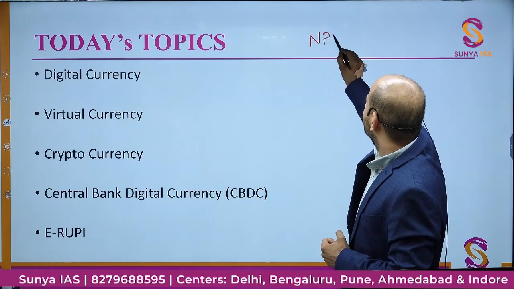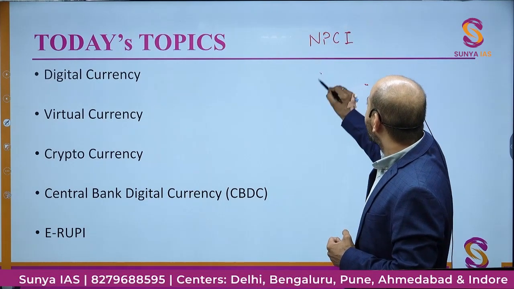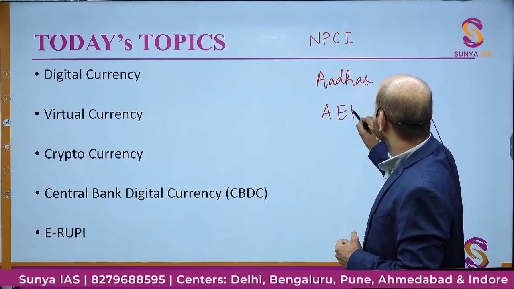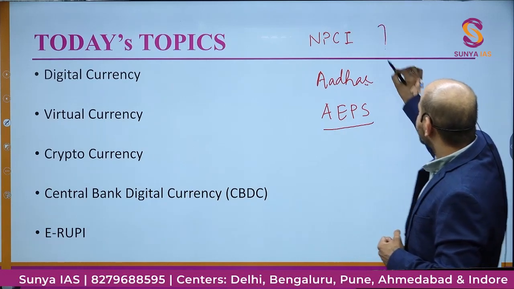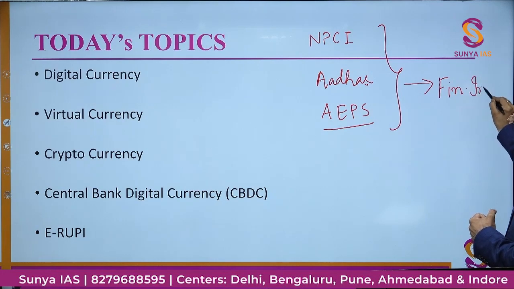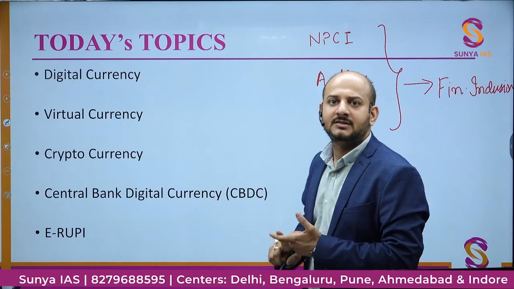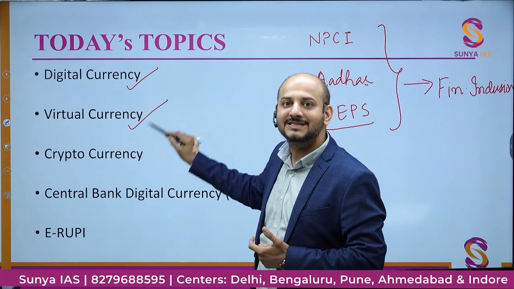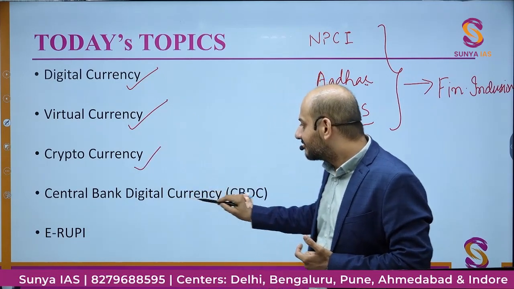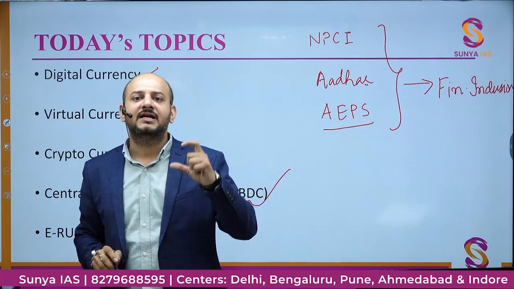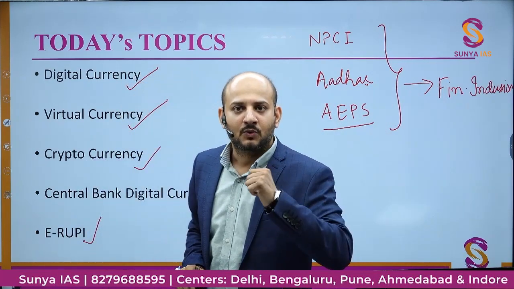Class, what happens? UPSC is very keen in asking questions related to economic technologies like National Payment Corporation of India, Aadhaar enabled payment system, because these technologies lead to financial inclusion. Getting the point? So in today's terms, I'll be taking digital currency, virtual currency, cryptocurrency, central bank digital currency and e-rupee. What is the thin line difference amongst them? So let's begin.